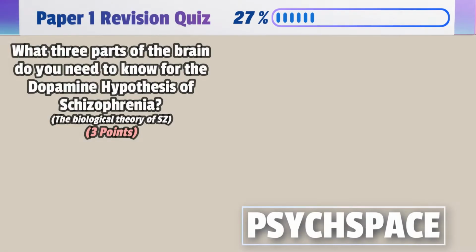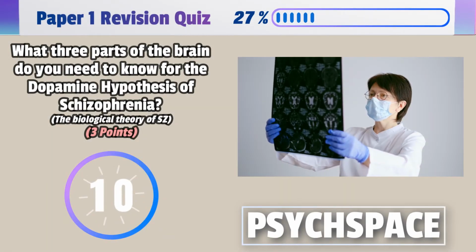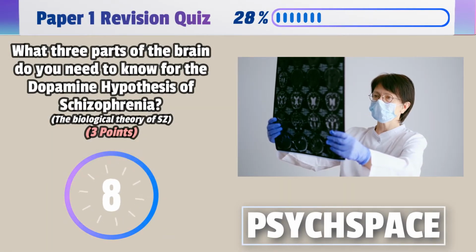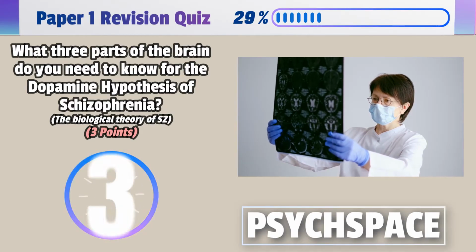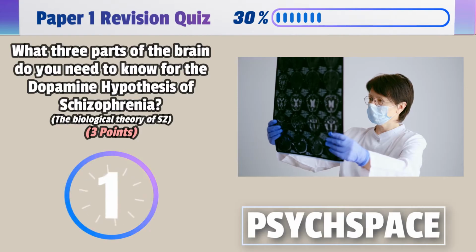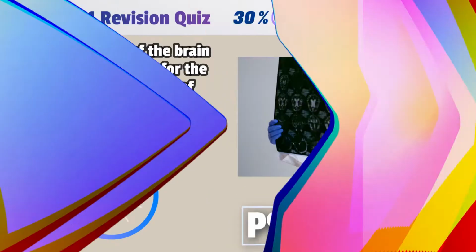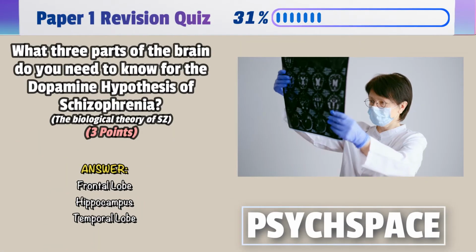What are the 3 parts of the brain that you need to know for the dopamine hypothesis of schizophrenia? This is also known as the biological theory sometimes. And the answers we were looking for were the frontal lobe, the hippocampus, and the temporal lobe.